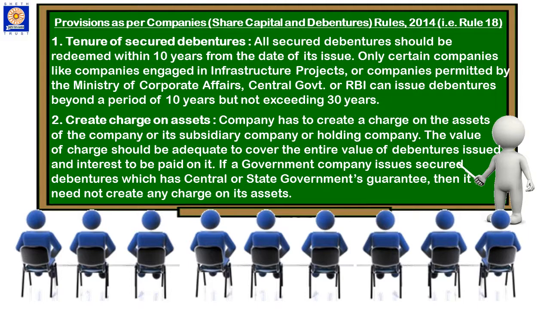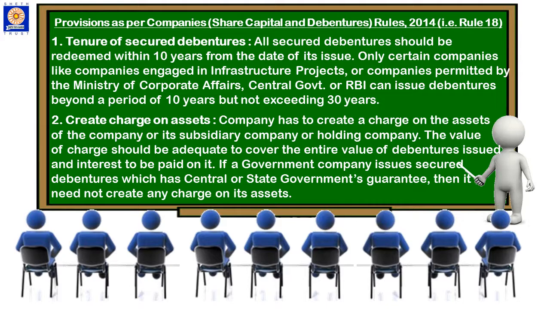Second provision, create charge on asset. As we have learned, the company has to create a charge on the assets of the company or its subsidiary company or holding company. The value of the charge should be adequate to cover the entire value of debentures issued and the interest to be paid on it. That means if the debenture capital is 5 lakh and it is issued for 5 years, the value of the asset should be the sum of the interest of all 5 years and the principal amount of debenture capital.